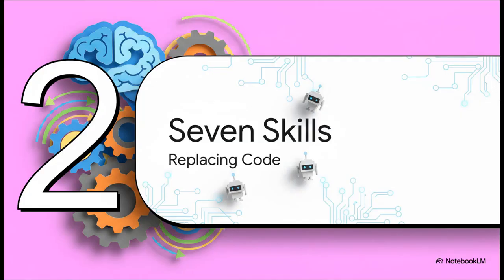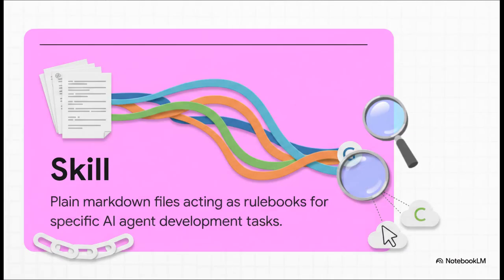Right, let's move right along to Section 2, 7 skills replacing manual code. So you might be wondering, what exactly is a skill in this context? Well, they're simply plain Markdown files. When you install Agent CLI, it globally injects these Markdown files directly into whatever AI coding assistant you're already using, whether that's Gemini CLI, Claude Code, or Cursor. Because these are just plain text rulebooks acting as strict instructions, there are no heavy SDK wrappers or clunky APIs forcing you into a single ecosystem. You face absolutely zero vendor lock-in, which is huge.